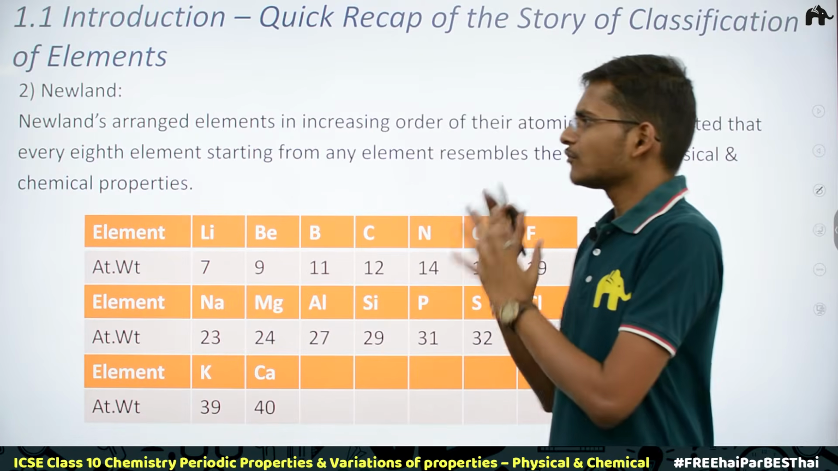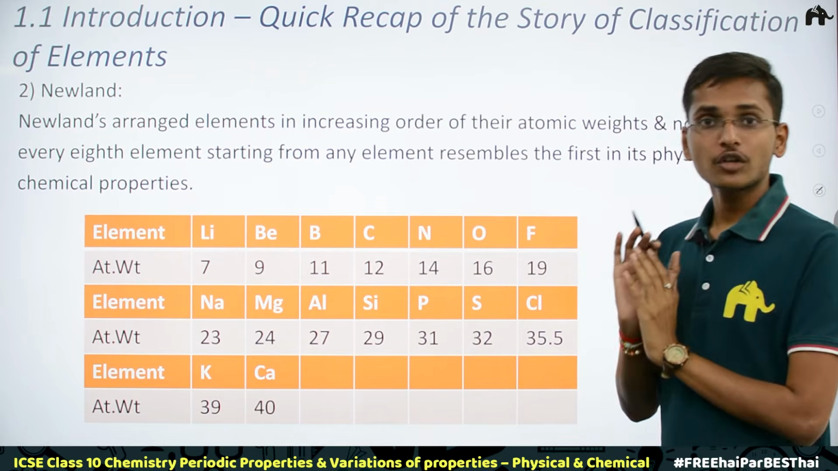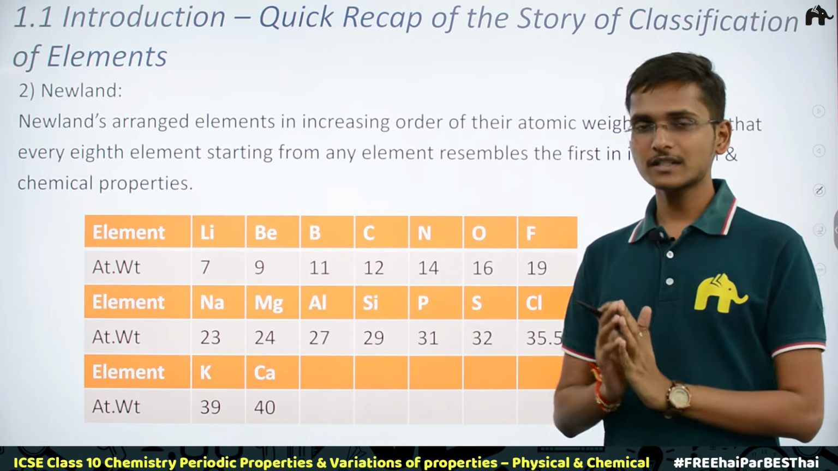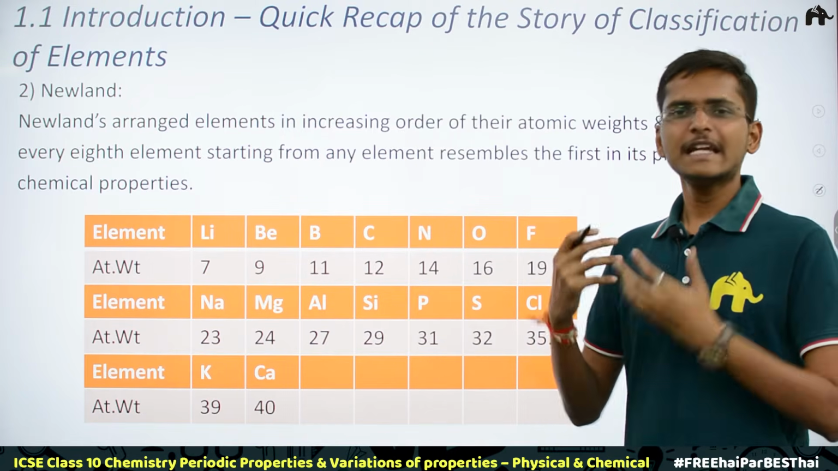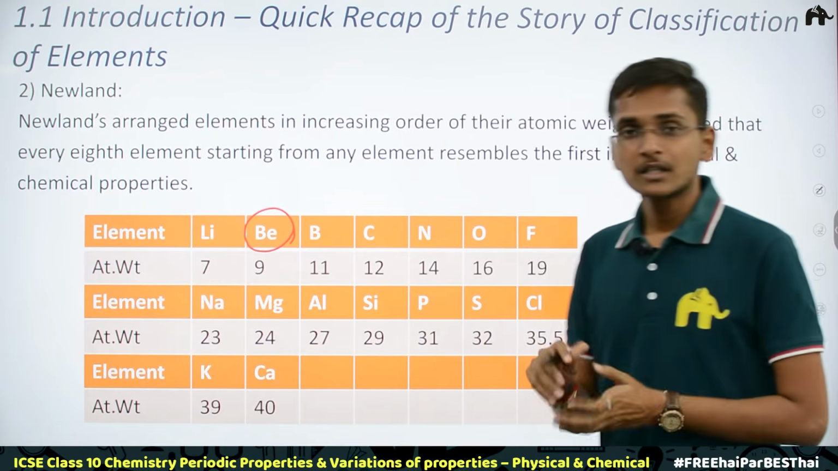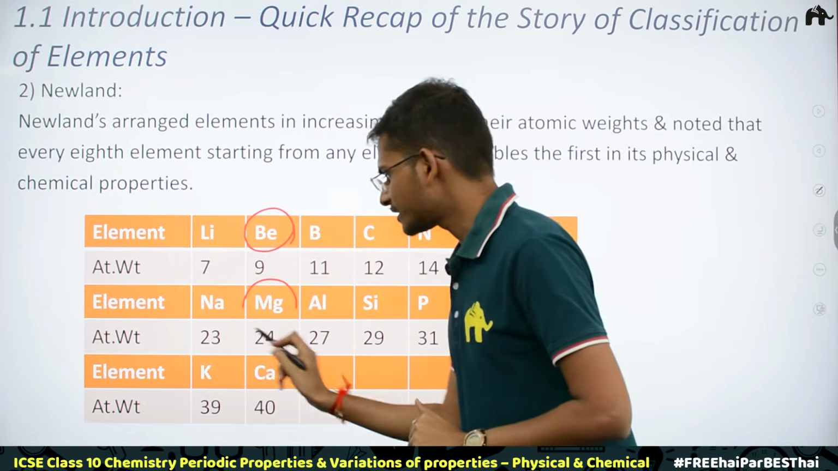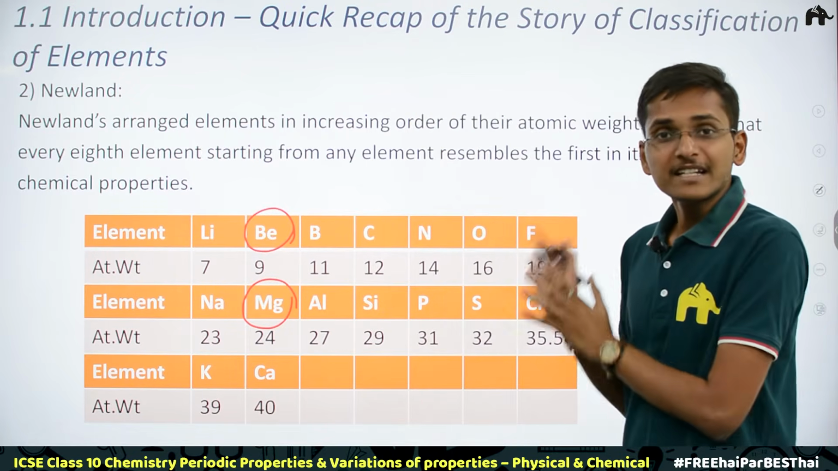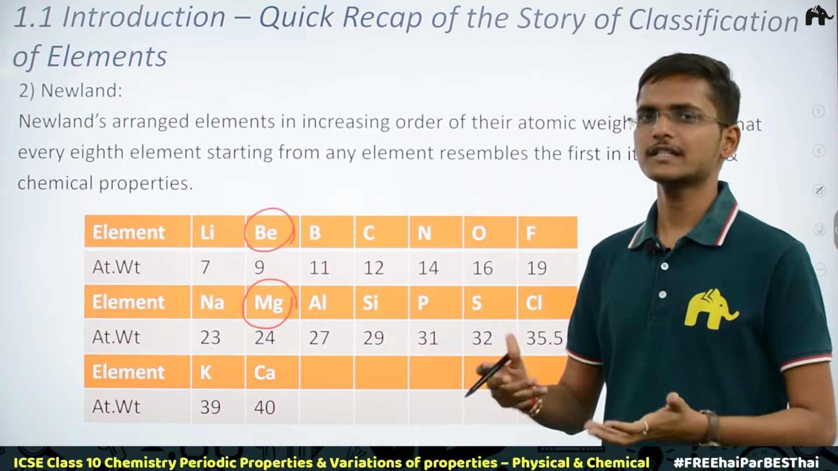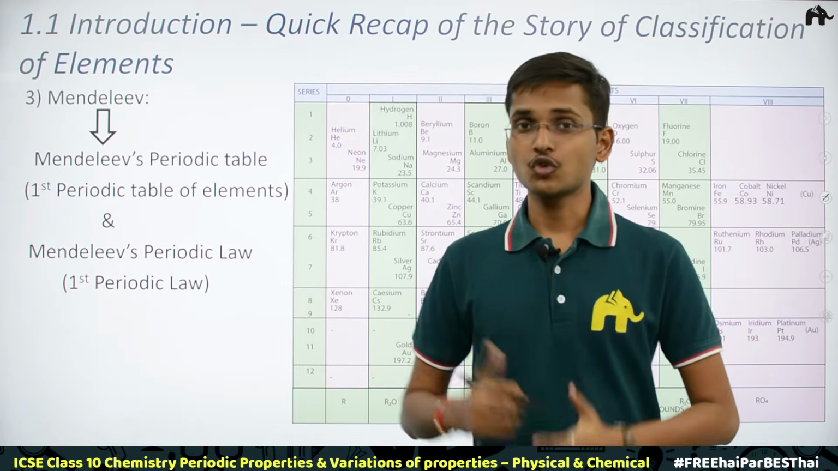Moving to Newlands, what he did is simply arrange the elements in increasing order of their atomic weight, just like you see in this table. Then he noticed that starting from any element, just like I'm starting from beryllium, the 8th element, if we count, we find is magnesium. This 8th element, he found, has similar properties, both physical and chemical, to that of the first element.